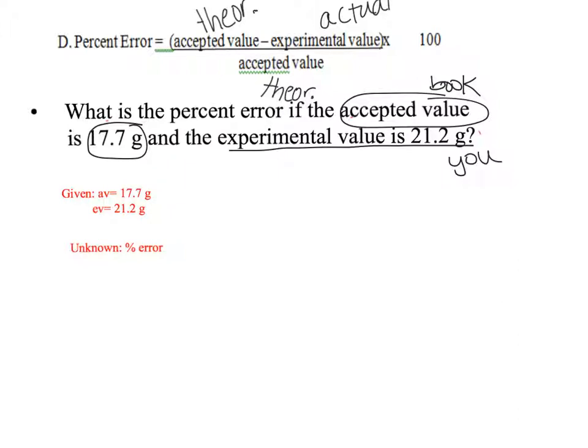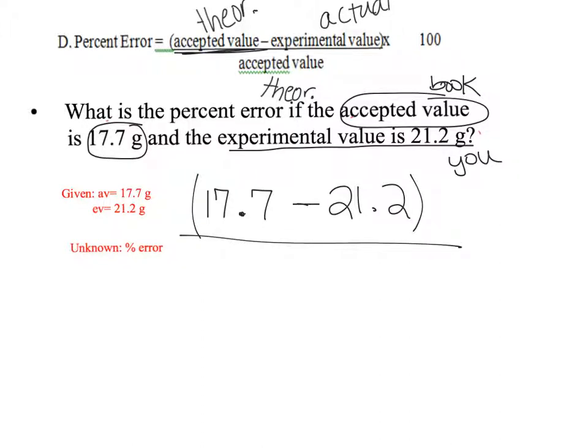Nope, the 17.7, the accepted value, okay? So we're going to put 17.7 grams minus, so you're taking the book value, subtracting what you did, so that was 21.2. You guys should have calculators, so you can even type this in as we go along. And my people who like to do everything in one step, make sure you use parentheses, and then you can put the divide, and I'll tell you the next step in a second. But what do you get when you subtract those two?